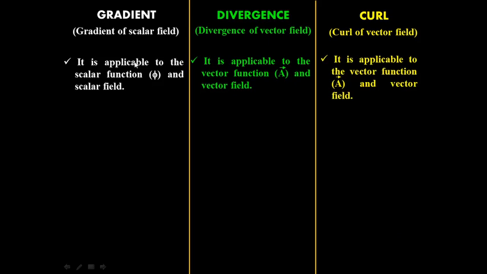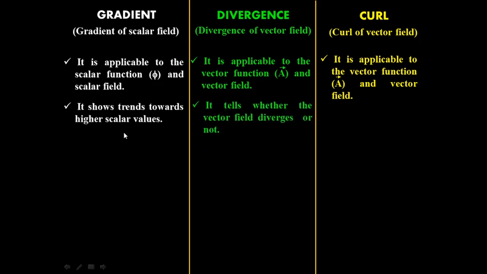The physical significance of gradient is that it shows the trend towards higher scalar values, that is, from low to higher scalar values. Divergence will tell us whether the vector field diverges or not. If the vector field diverges, then divergence is greater than 0. If the vector field converges, then divergence is less than 0. If there is no significant change, then divergence is 0.